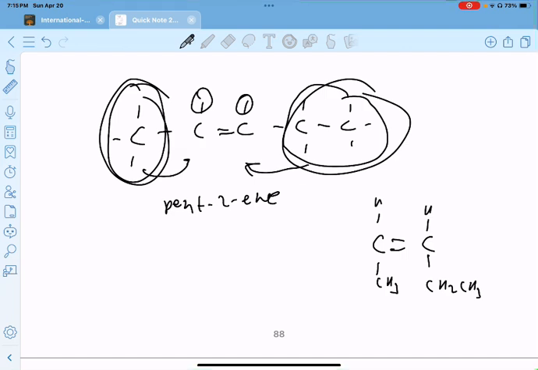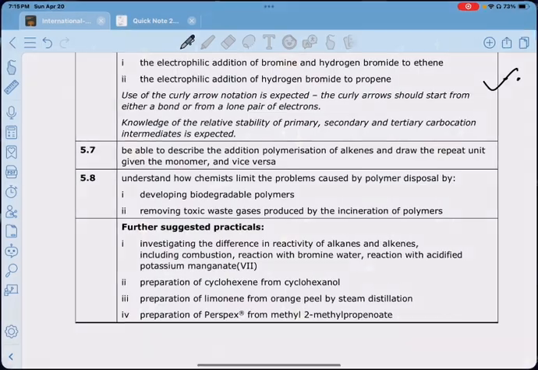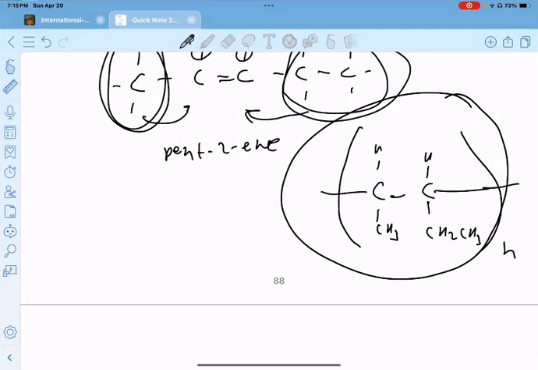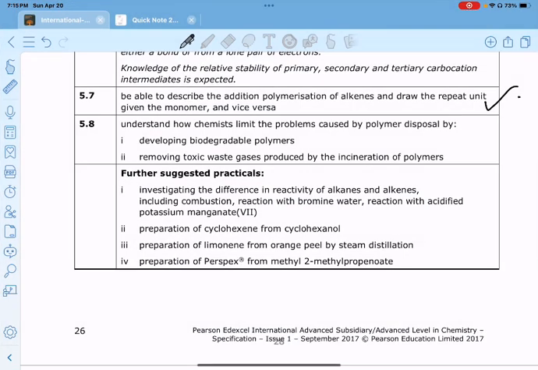Now, if you want to form a polymer, remember a polymer is many monomers joined together. You break this bond and you extend this like this. This is what we call a repeating unit. That's how we form a polymer from an alkene, okay? So yeah, we can tick that. And when we're asked to deduce the monomer from the polymer, take this and just add a carbon double bond and remove this here, okay? That's how we form the alkene.